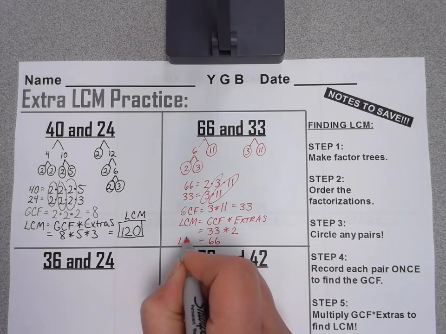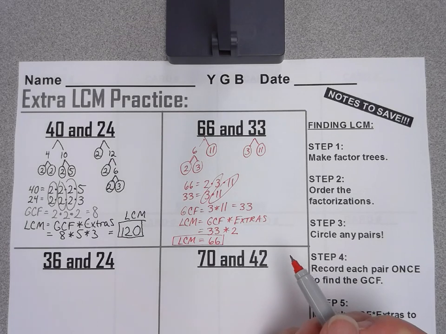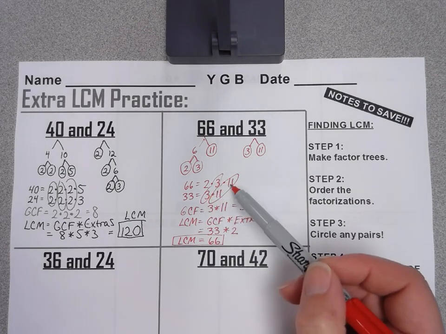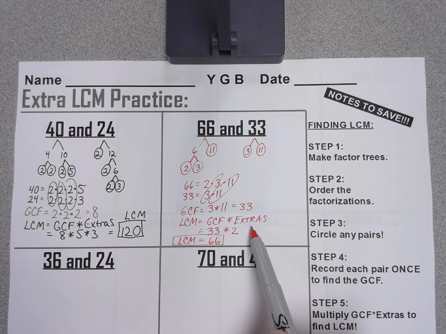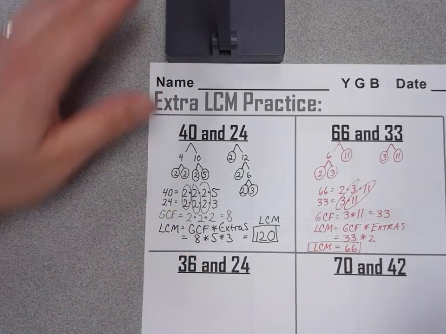The LCM of these two numbers, 66 and 33, is actually 66. And we just proved it using our factor trees, finding our pairs, pulling out our greatest common factor, and then multiplying by the extras to get to a LCM, or least common multiple. We're going to try that again with the next two.